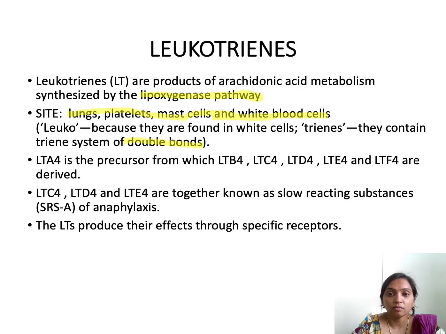There are many leukotrienes like LTA4, which is a precursor that later helps in production of leukotrienes B4, C4, D4, E4 and F4, the other derivatives. C4, D4 and E4 together are called slow reacting substances. This is very important, commonly asked in MCQs. They are called slow reacting substances of anaphylaxis.